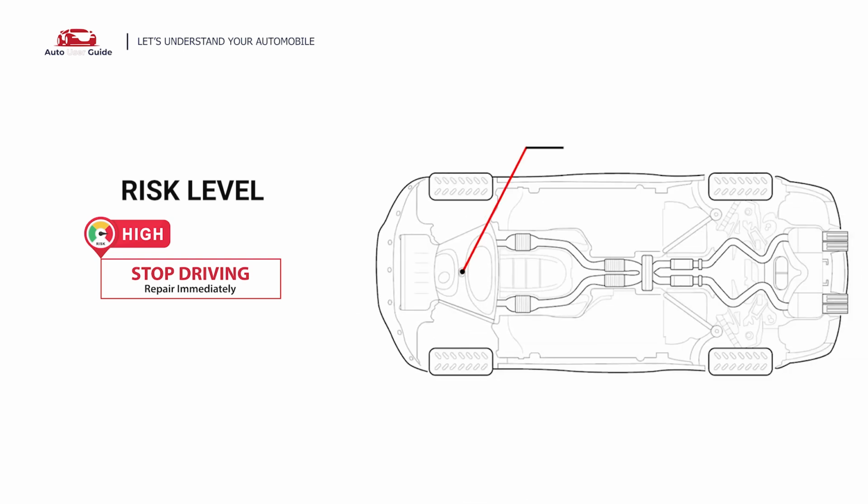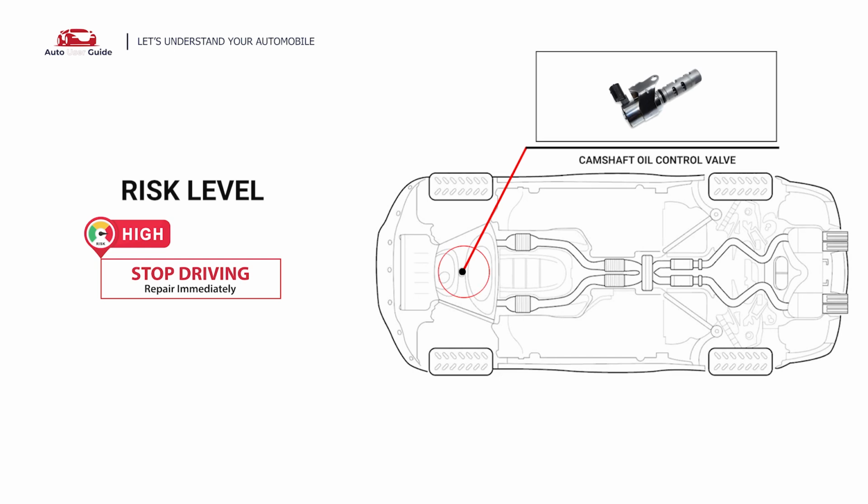This engine code indicates that the PCM is detecting that the exhaust camshaft on the first bank of cylinders is not rotating in sync with the crankshaft and is positioned too far advanced, retarded. Under this circumstance, stop driving and repair your vehicle immediately.